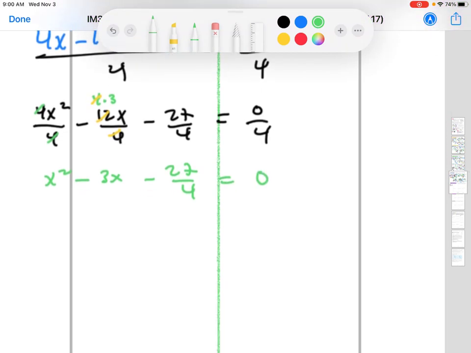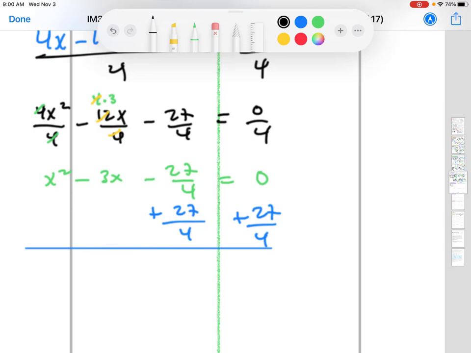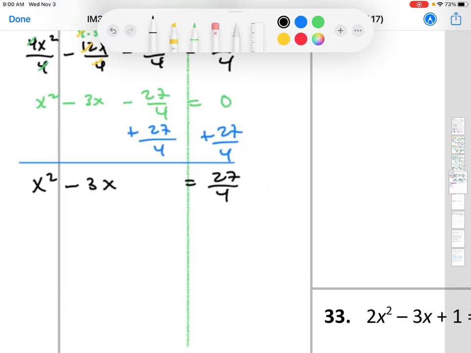Okay, then we're just going to do the same thing of completing the square, solving by completing the square. So I'm going to move the c value. I have x squared minus 3x equals 27 over 4. Okay, now at this point, we're going to do something called completing the square.